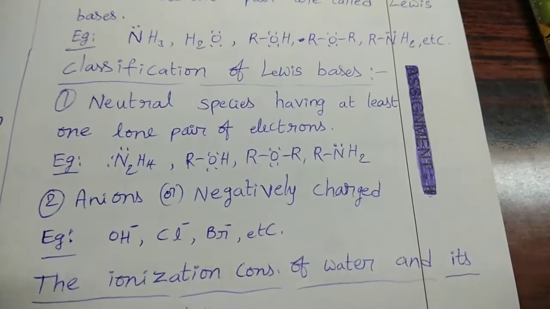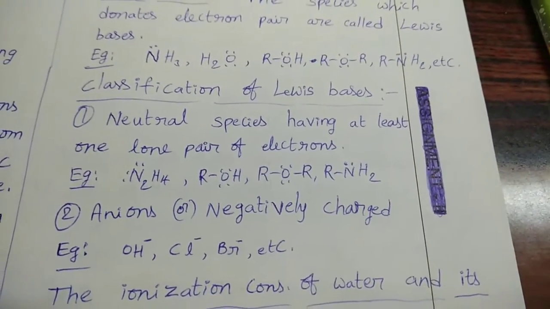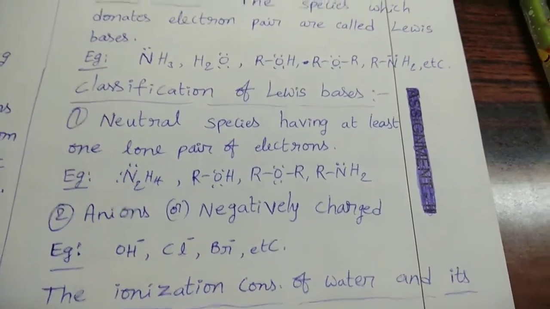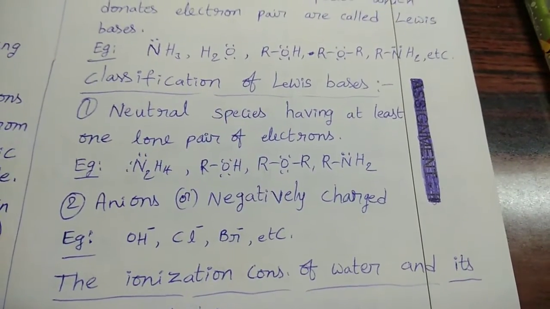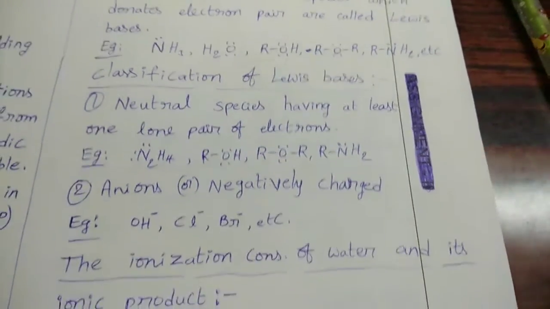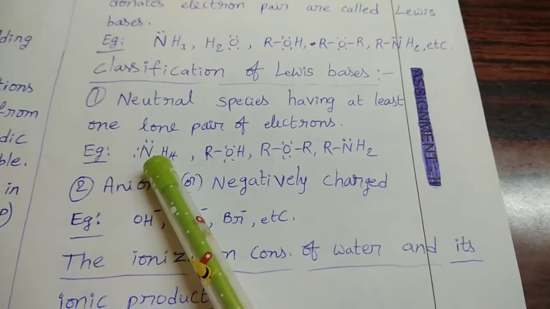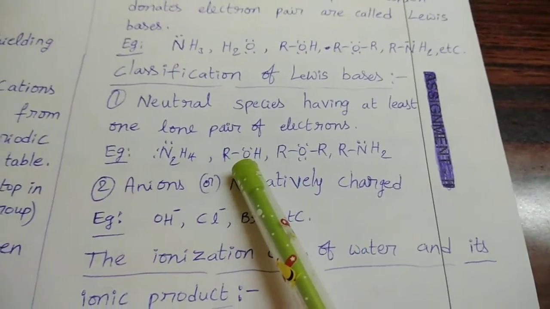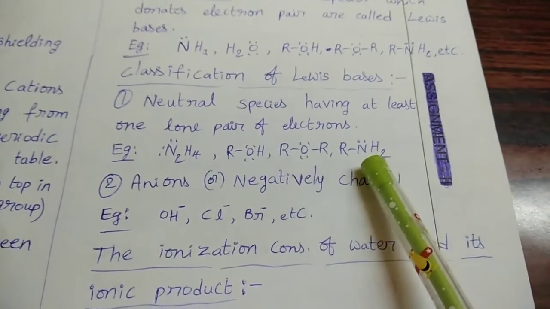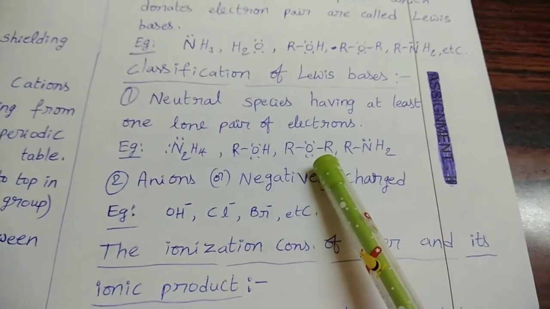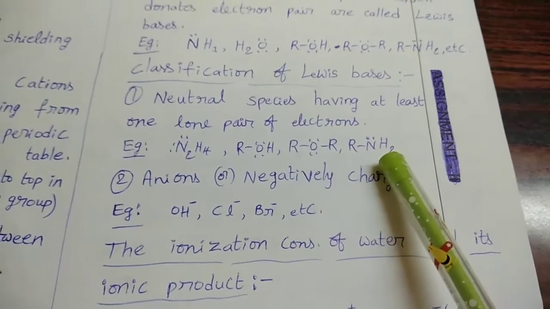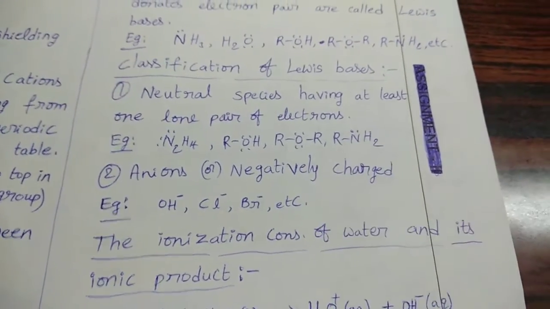Next, in this classification of Lewis bases, neutral species having at least one lone pair of electrons can act as Lewis bases. Example: hydrazine, N2H4. In this, each nitrogen atom has one lone pair of electrons. Alcohols, ethers, amines: oxygen has 2 lone pairs. In this also oxygen has 2 lone pairs. Here nitrogen has one lone pair.